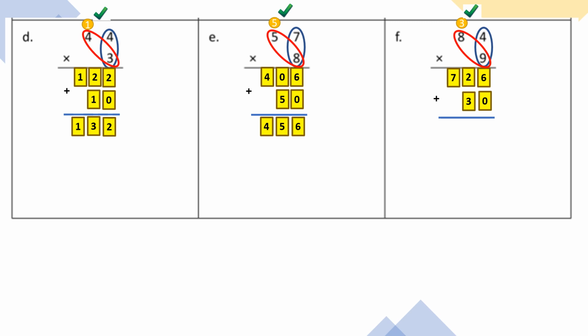Let's start adding with our ones place. 6 plus 0 is 6. 2 plus 3 is 5. And 7 plus 0 is 7. So that means our answer to 84 times 9 is 756.